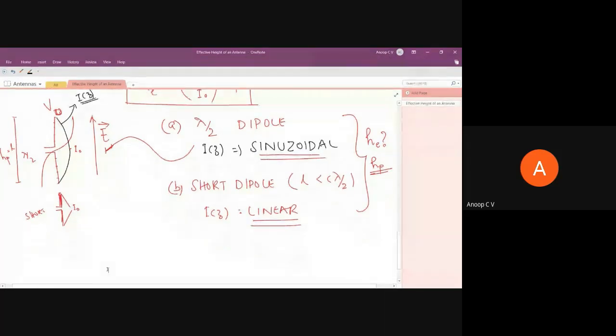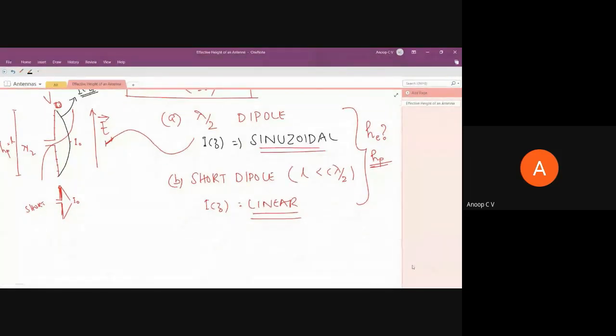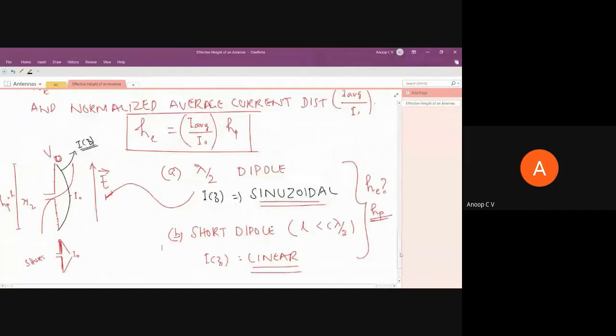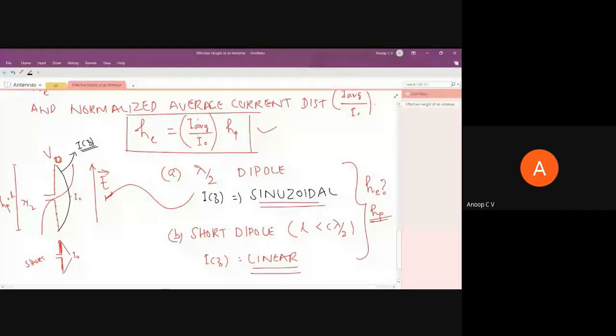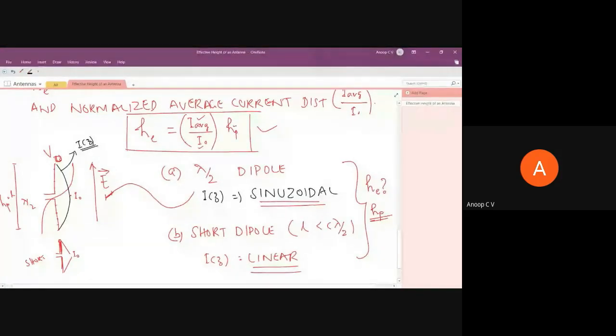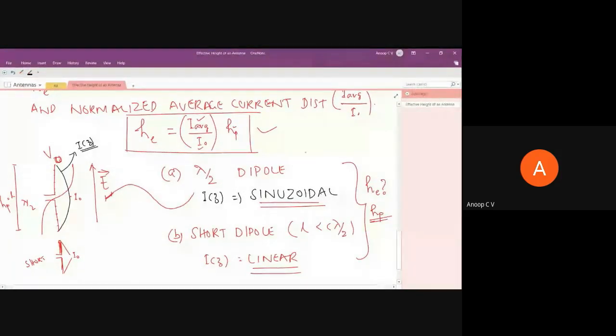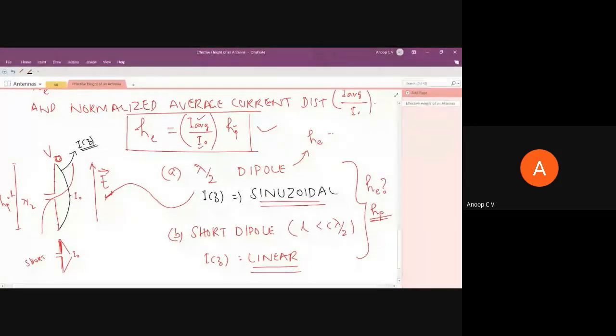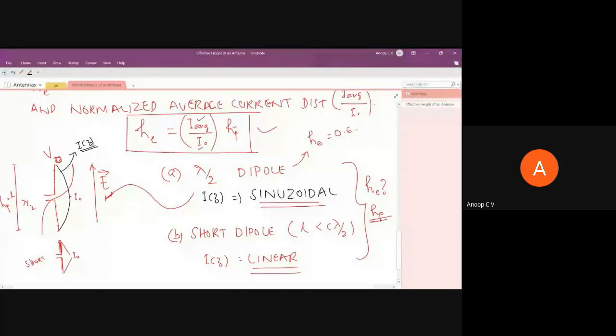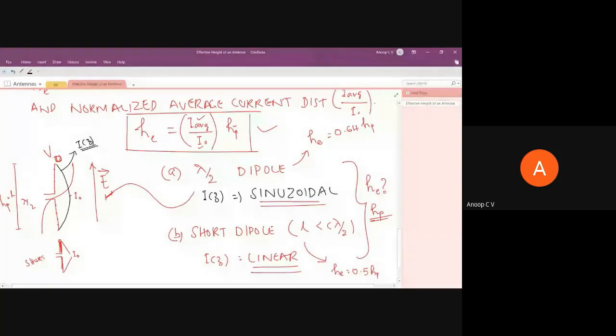We are going to use this particular equation. For these two cases, we'll find out the I average, then divide it by I naught and multiply it by hp. So I have to prove that for a half wave dipole, the effective height is 0.64 times the physical height, and for a short dipole, the effective height is 0.5 times the physical height. This is what we are going to prove.